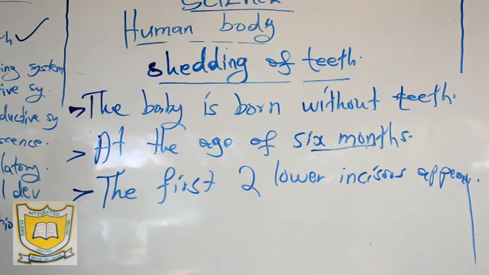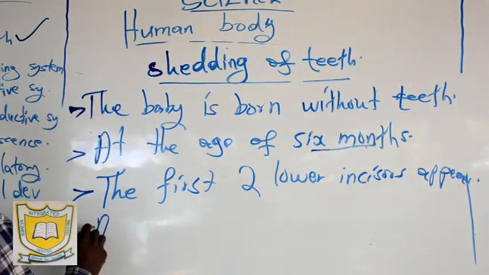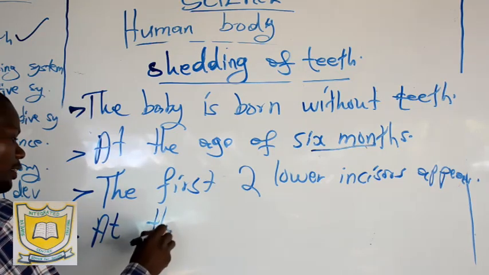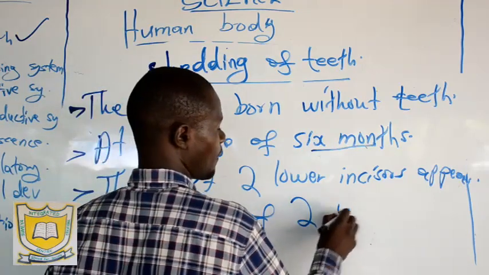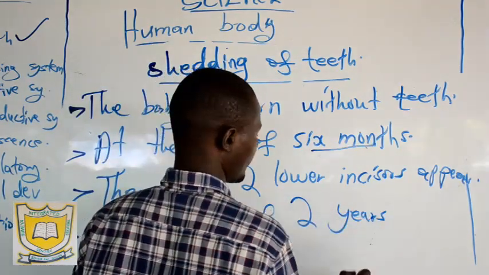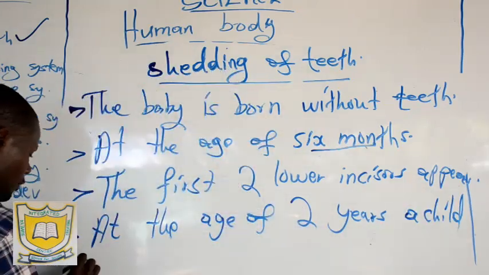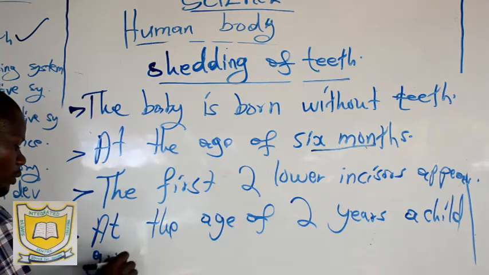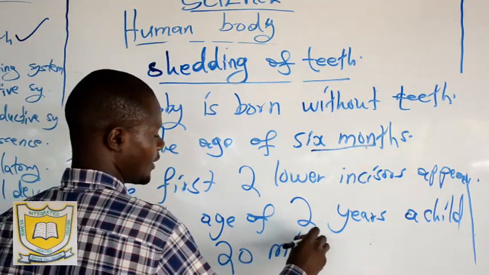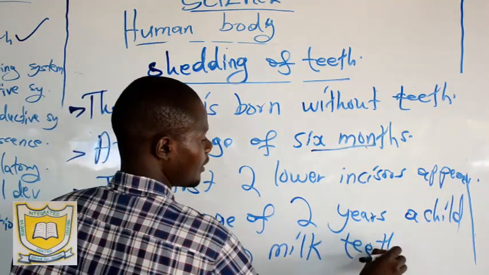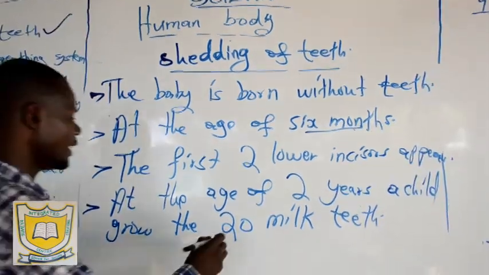The teeth also grow further, and at the age of 2 years, a child grows the 20 milk teeth. At the age of 2 years, the child will have attained 20 milk teeth.